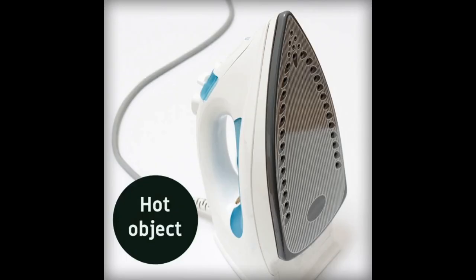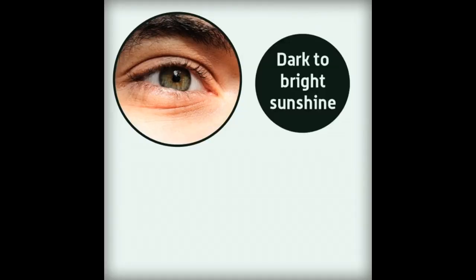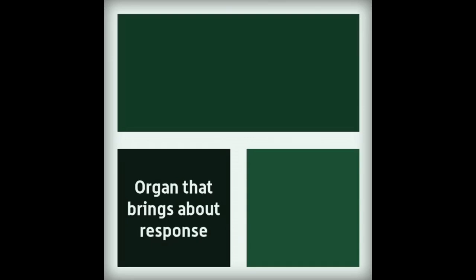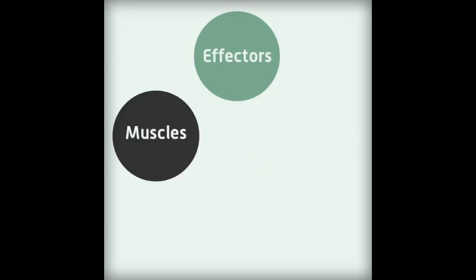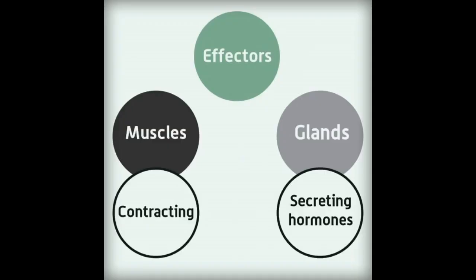The example we've talked about is a hand touching a hot object, but there are many other responses that are also reflexes. For example, your pupils get smaller when you move from a dark room into bright sunshine, and adrenaline is produced when you're scared. We call the organ that brings about the response the effector because it has an effect. Effectors can either be muscles, which respond by contracting, or glands, which respond by secreting a hormone such as adrenaline.